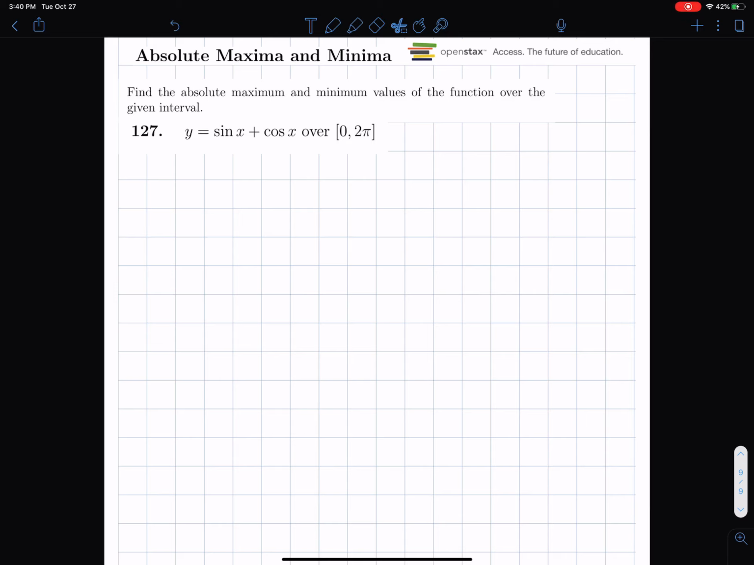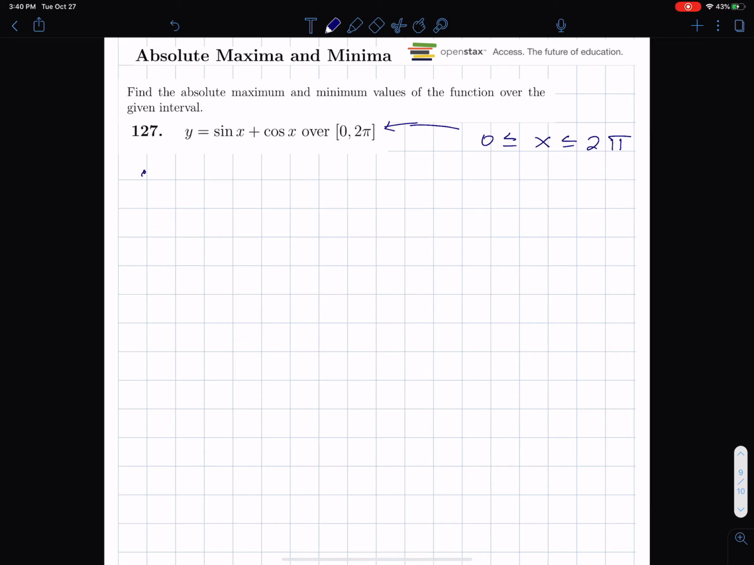In this video, we find the absolute maximum and minimum values of a function over a closed interval. So this interval right here corresponds to 0 less than or equal to x less than or equal to 2 pi. That is a description of the interval. Closed interval means it's an interval that includes its endpoints. It's a bounded interval also.